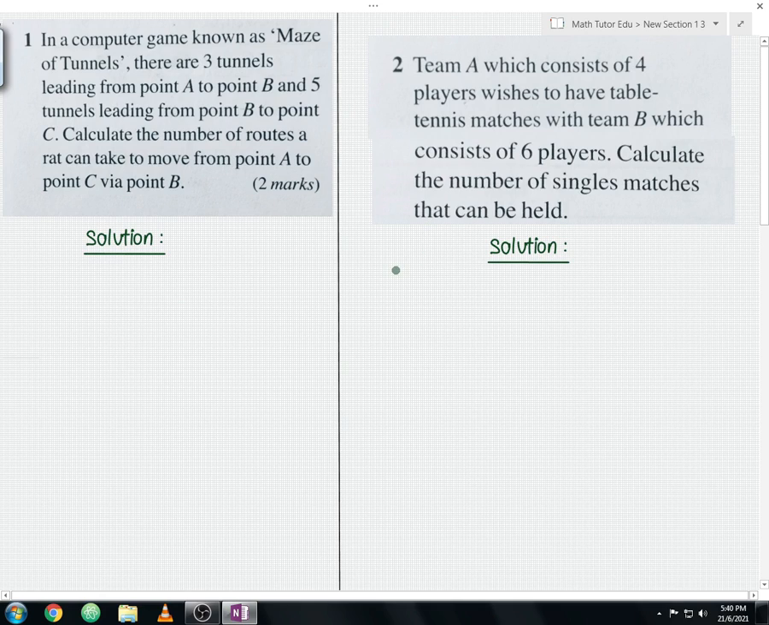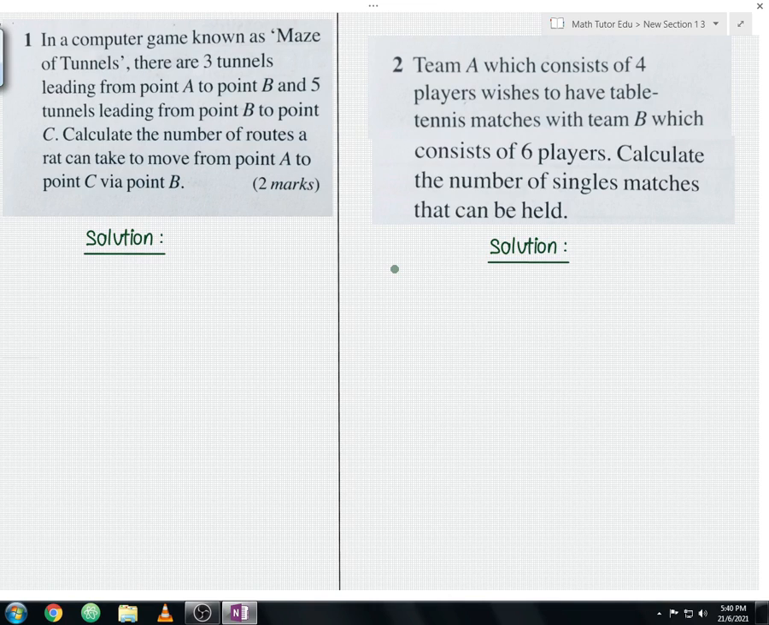Let me read the second question now. Team A, which consists of 4 players, wishes to have table tennis matches with Team B, which consists of 6 players. Calculate the number of singles matches that can be held. So this is question 2.